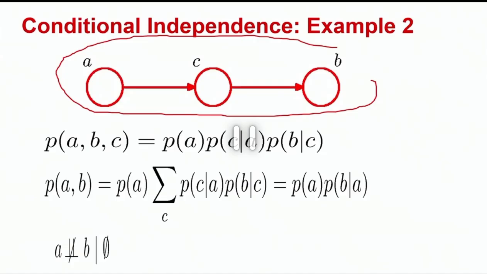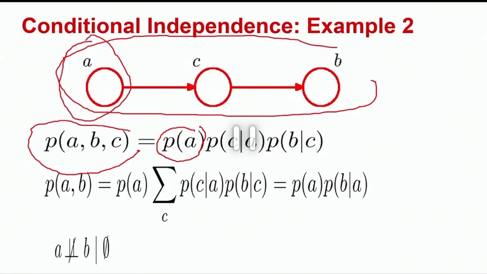Okay? Now, based on what I have right now, if I want to find the joint probability of ABC, you go into the network. A is standing alone. A is the parent, right? It's not depending on anything. But C is depending on A. That's why you see this. And B is depending on C. That's why you see that. Can you see that? Now, that gives me the probability of ABC.